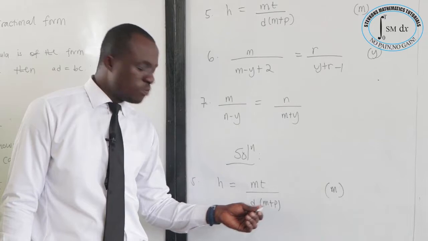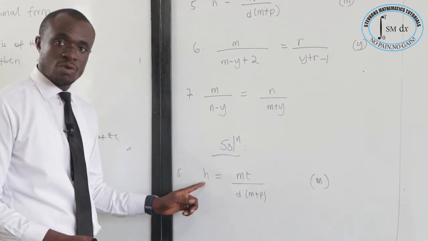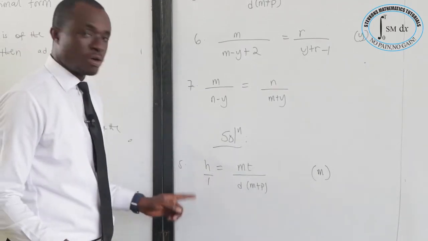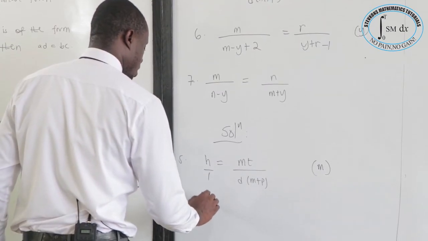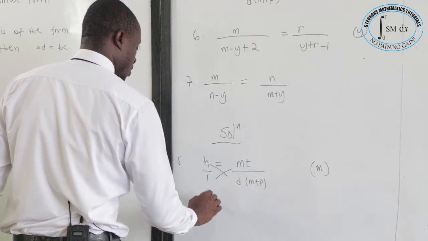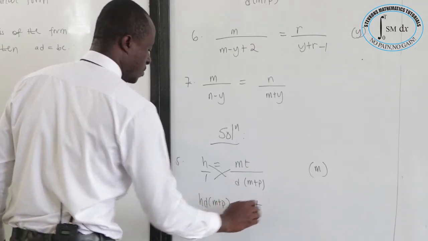Now in this case, we want to make m the subject. So we can consider that h is a whole number. So we have h over 1. So we can cross multiply. So here we have h multiplying this. We have h(d)(m + p) = mt.